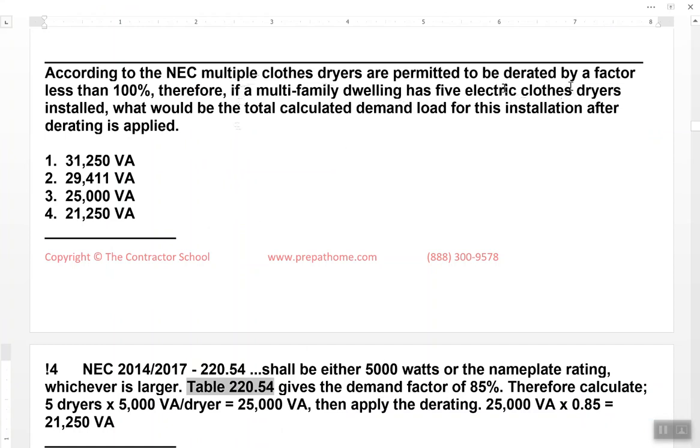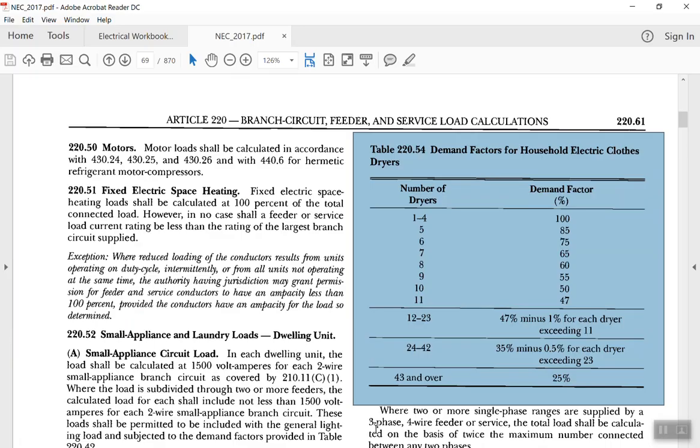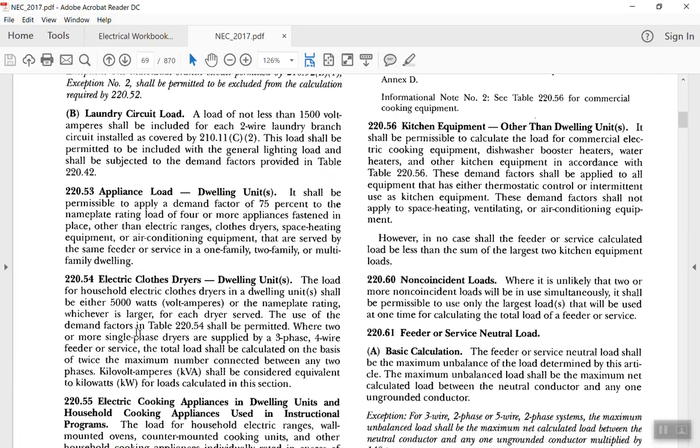Multiple clothes dryers permitted to be derated less than 100%. Therefore, if a multifamily dwelling has 5, here we go, 5, that's important, clothes dryers, what would be the total calculated demand load for this installation? Well, we don't know the nameplate. Doesn't say it, right? But remember, we read 5,000 watts or the nameplate rating, whichever is larger, right? So that's going to be in our code reference that we would have already highlighted right over here. Remember, we highlighted that earlier. 5,000 watts or the nameplate rating, whichever is larger. That's in 220.54.